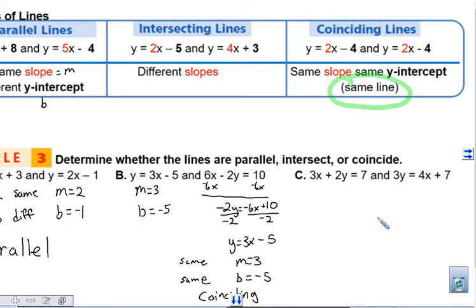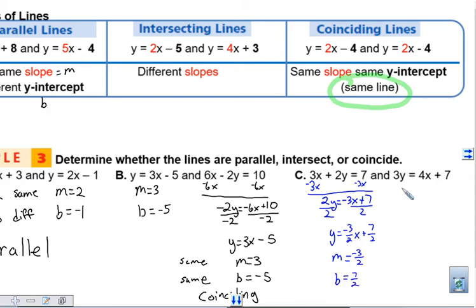Our next one, we need to change both of them to slope-intercept form. So subtract 3x from both sides. So we have 2y equals -3x plus 7. Divide by 2. So we have y equals -3/2 x plus 7/2, which means that our slope is -3/2 and our y-intercept is 7/2. On the second one, we still need to change it.